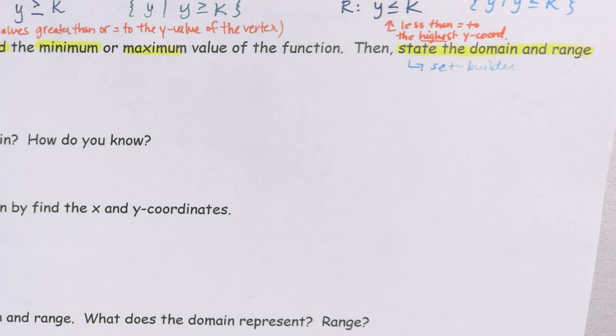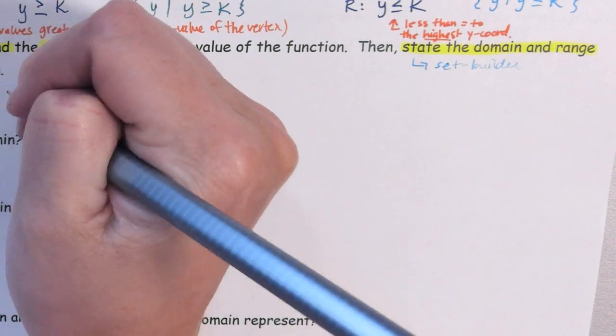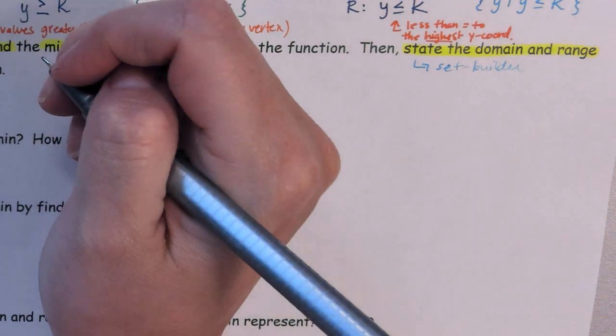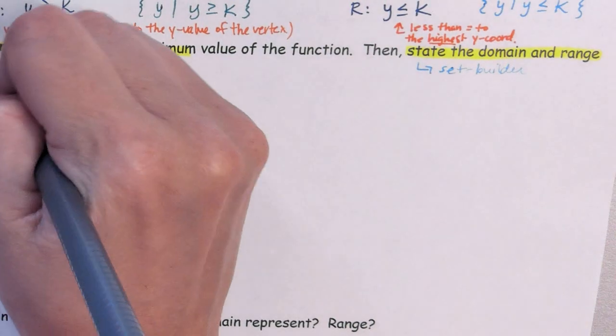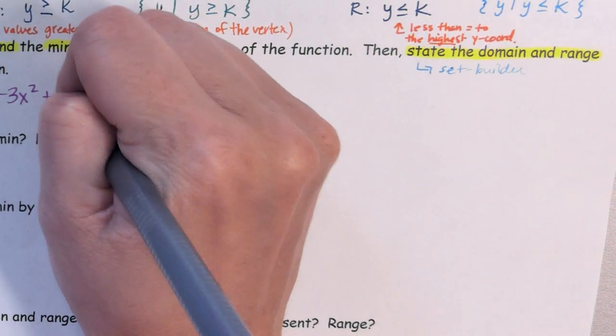And then for a, your function is f of x equals negative 3x squared plus 2x minus 4.